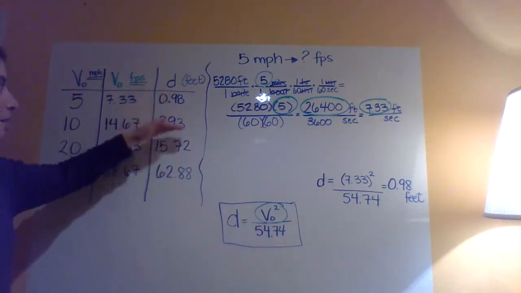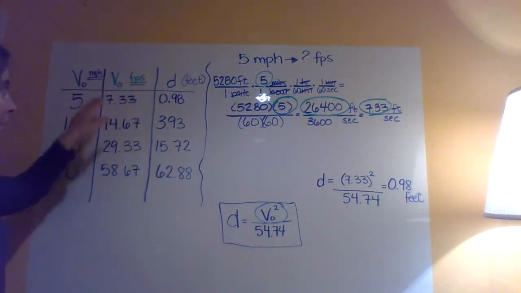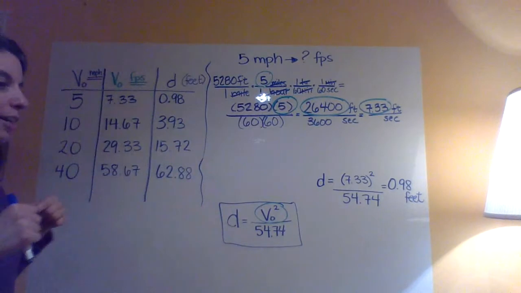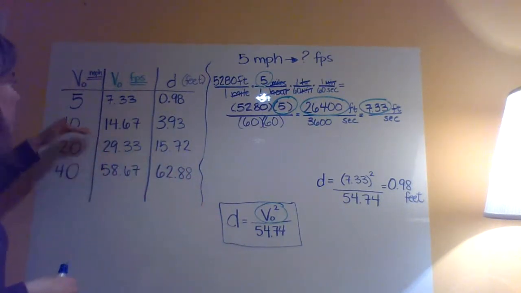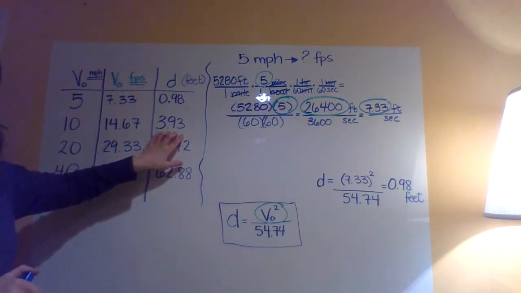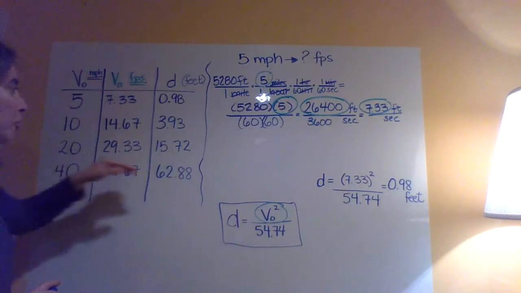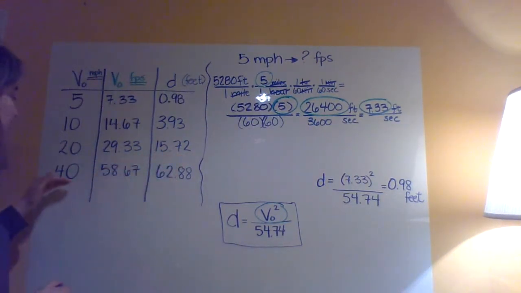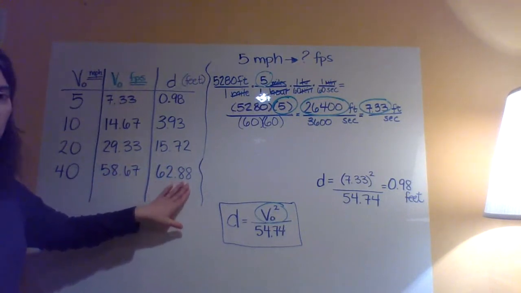Okay, so when I was going 5 miles per hour, it took me a little less than 1 foot to stop. From the time I hit the brake, that's how much farther I kept going before my car stopped. If I'm going 10 miles per hour, I go 3.93 feet further, almost 4 feet. If I'm going 20 miles per hour, I go almost 16 feet. And if I'm going 40 miles per hour, I go almost 63 feet.